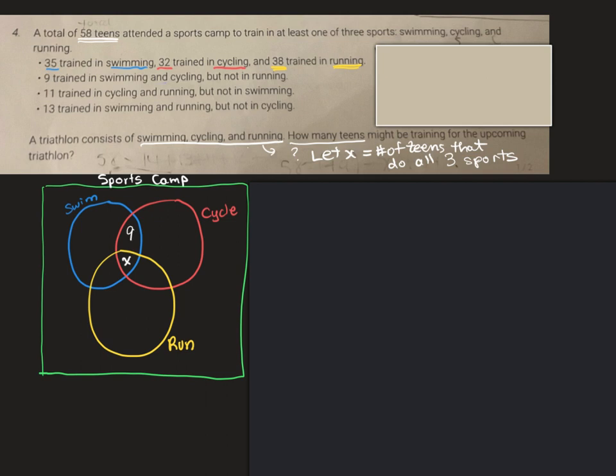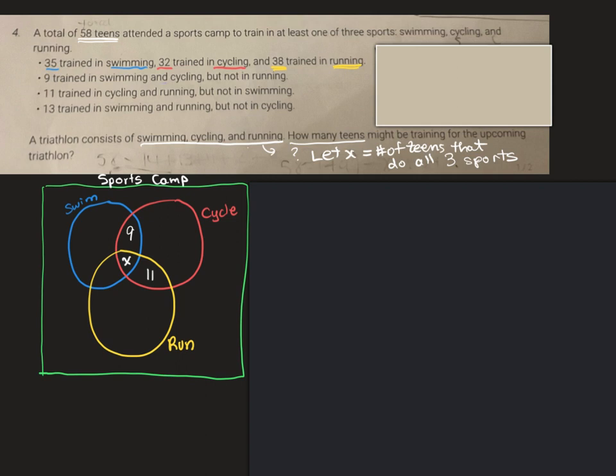Okay, let's go on to 11 trained in cycling and running. So red circle, yellow circle, where they overlap would be that X and this area here. But then they say, but not swimming, so we remove the part that's in the blue circle. So we're just talking about this area here. So 11 would go in that area.